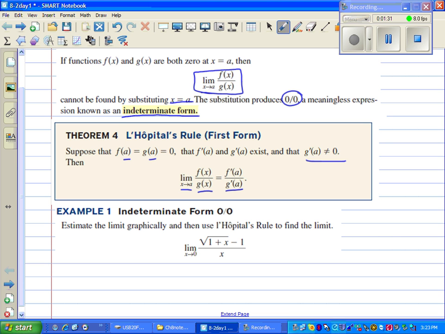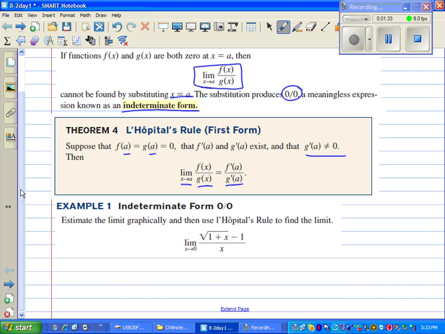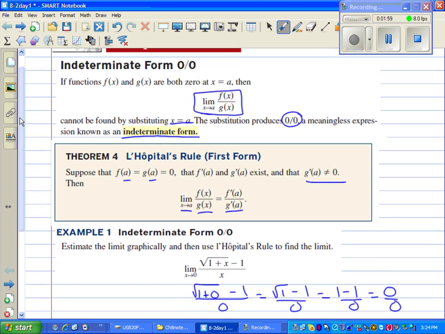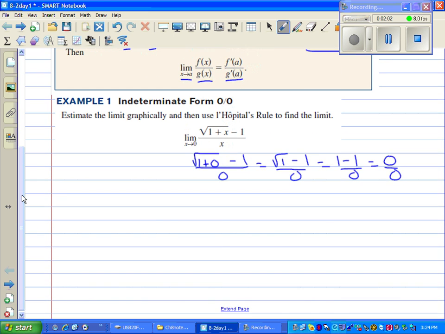So let's look at example 1. We have an indeterminate form. Estimate the limit graphically and then use L'Hopital's rule to find the limit. Well, first of all, if we plug 0 in, we get the square root of 1 plus 0 minus 1 over 0, which is 1 minus 1 over 0, which is actually 0 over 0. Now that's important because if we plug in the value and we don't get 0 over 0, that's not an indeterminate form like we have up here. So we do have 0 over 0, and L'Hopital's rule should give us the actual limit of this.